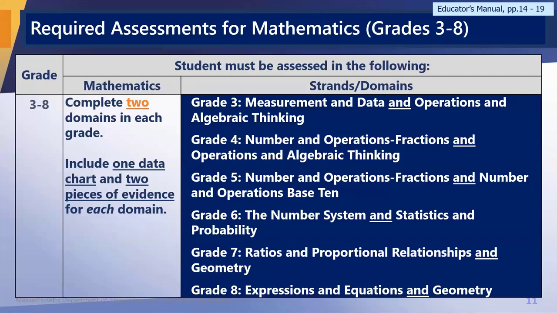Now, this is a little different for grades 3 through 8. Again, our educator's manual is up here, and for 3 through 8, you have two different domains to do. For grade 3, you'll see measurement and data, and operations and algebraic thinking. I won't go through each one. As I said, you can go to the educator's manual, look at grade 5 and see what you need to do. But just remember that there are two maths that you're going to do, and each math is going to have one data chart and two pieces of evidence. So that's grades 3 through 8, and you'll have two domains to do.